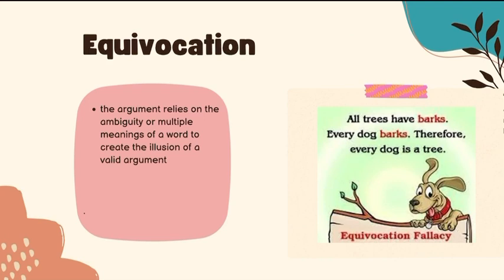Equivocation. This fallacy occurs when a keyword is used in two or more different senses in the same argument, and the apparent success of the argument depends on this shift in meaning. In other words, the argument relies on the ambiguity or multiple meanings of a word to create the illusion of a valid argument when it's in fact invalid. For example, all trees have barks, every dog barks, therefore every dog is a tree.